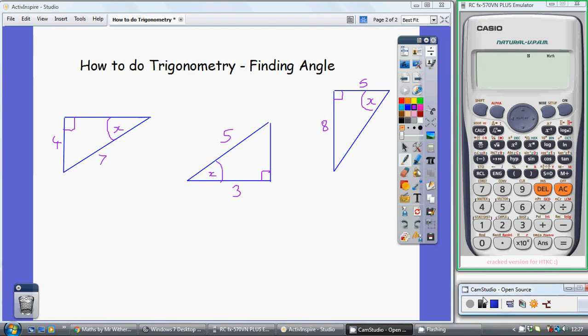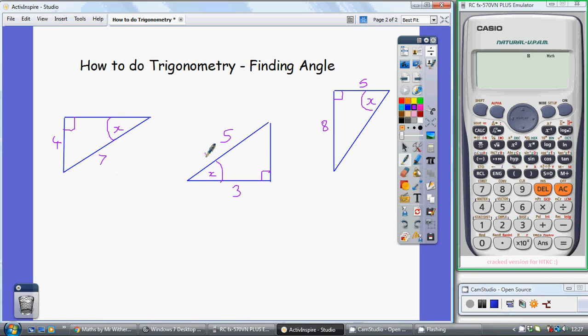So in this video we're going to find out how to work out these missing angles within these right angle triangles. So we know two sides, we don't know an angle. Here are three scenarios. So here's how we go about it. Well, we need to recognize that it's trigonometry. The question involves finding an angle, so it's trigonometry rather than Pythagoras.